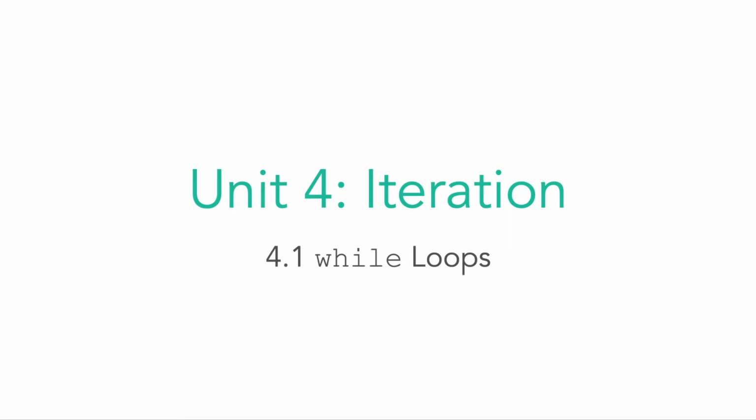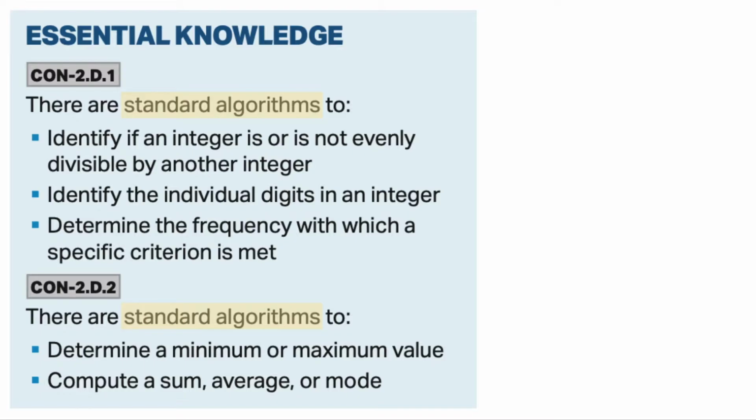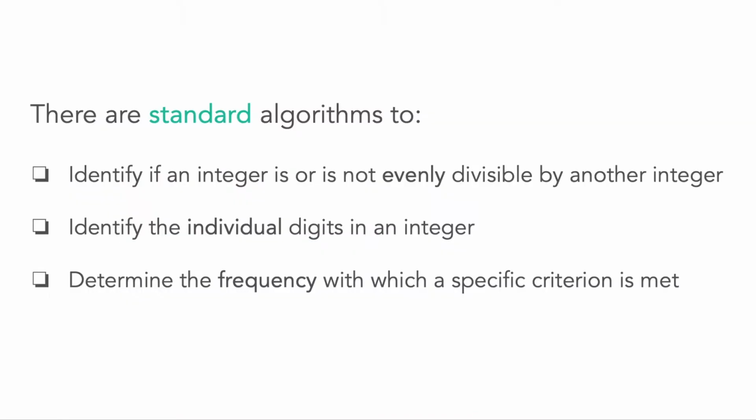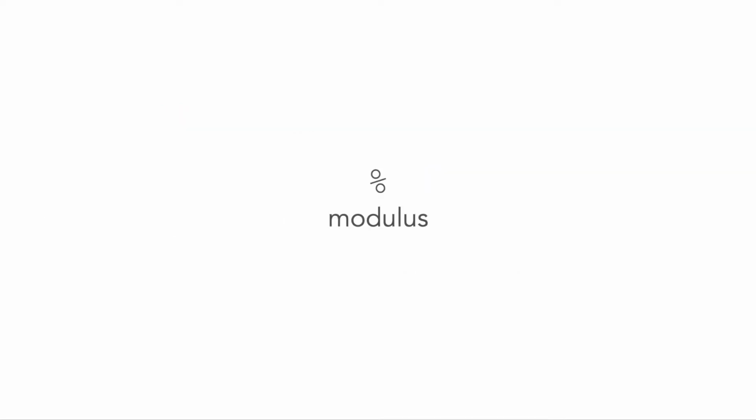Unit 4, Iteration, Topic 4.1, While Loops. We will spend this video looking at standard algorithms. There are standard algorithms used to identify if an integer is or is not evenly divisible by another integer. The modulus operator will help us identify if an integer is evenly divisible by another integer.